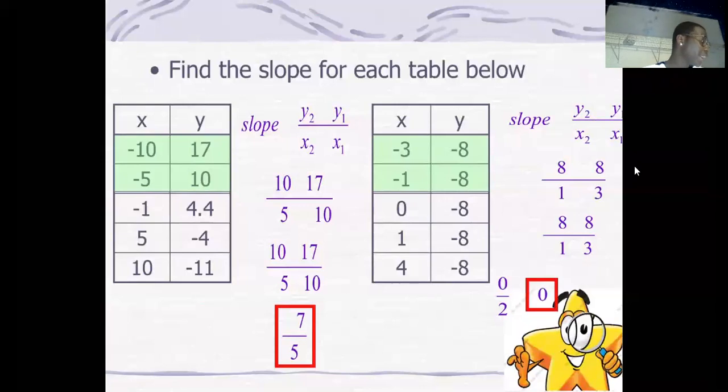When you have a 0 as a numerator, which is on top of the fraction, the top number, it is a horizontal slope, meaning 0 slope. When you have a 0 as the denominator, which is the bottom number in a fraction, it is vertical, meaning undefined, which is no slope.